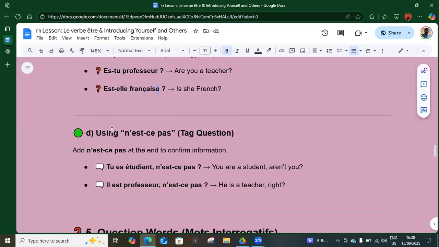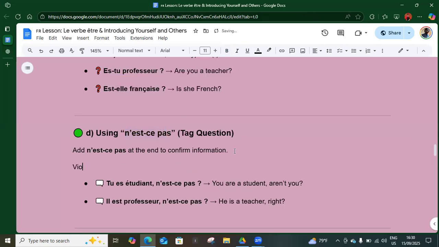Here for D, we have using n'est-ce pas. N'est-ce pas is also used to confirm an information. But this time, unlike est-ce that starts with a question, n'est-ce pas comes at the end. Let me give you an example here. I have vous êtes Monsieur Alejandro. Vous êtes Monsieur Alejandro, n'est-ce pas?